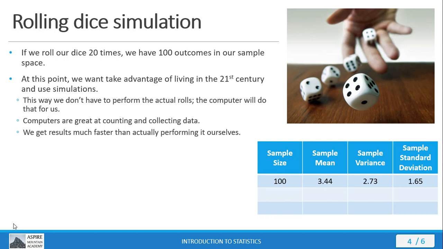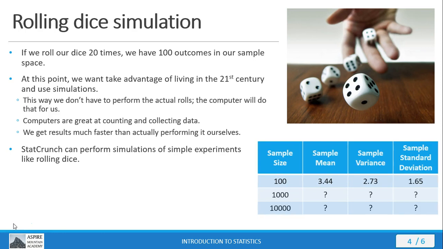And as I mentioned, we're going to get the results pretty quick, a lot faster than if we were to actually do it ourselves. So here's what we get when we actually look at the computer simulation. We do this, put this in StatCrunch, and use that simulation feature that I mentioned. And then we're going to get the values for sample mean, sample variance, and sample standard deviation for 1,000 rolls and for 10,000 rolls. So how is this going to play out?